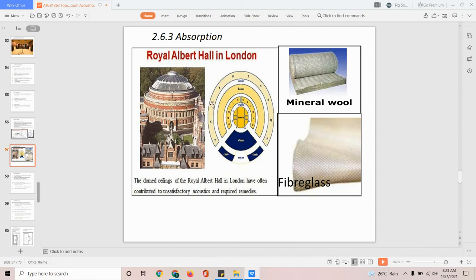Just an example: we have the Royal Albert Hall in London, and its dome ceiling causes very unsatisfactory acoustics and requires remedy. Instead of giving good reinforcement of sound quality back, this building most probably produces more echo. To reduce this echo, we can install insulation material, such as wool or fiberglass, for example. This material is very porous.